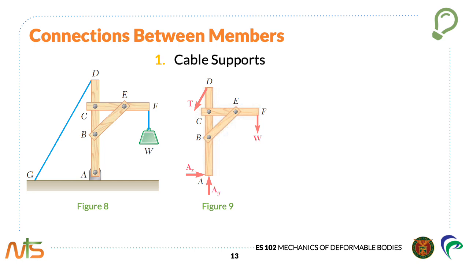Note that cables are flexible members capable of withstanding only tension. They are designed to support either concentrated or distributed loads. They are used in many engineering applications such as suspension bridges and transmission lines. So the direction of force T exerted by the cable, since it can only withstand tension, is always away from the member considered in the FBD.